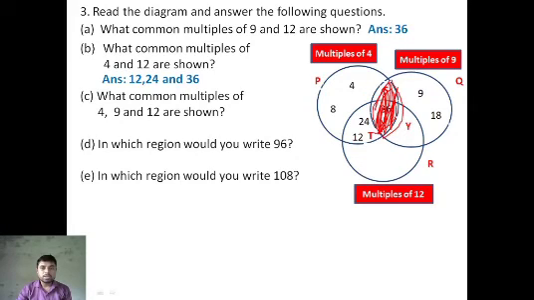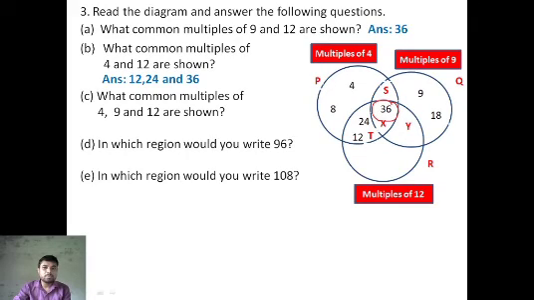Look, this portion of R is also part of P and Q. So this portion is inside R, inside P, and inside Q. So this portion is common to P, Q and R. So what is the number here? 36.